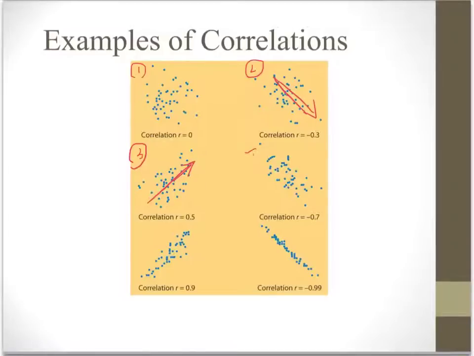Number 4 here, we're getting even stronger, and this is in the negative direction, negative 0.7. And look how strong we're getting now in number 5. 0.9. That's a very strong relationship. And here we have negative 0.99 in number 6. That's about as strong as you can get without them all lying on the same line.